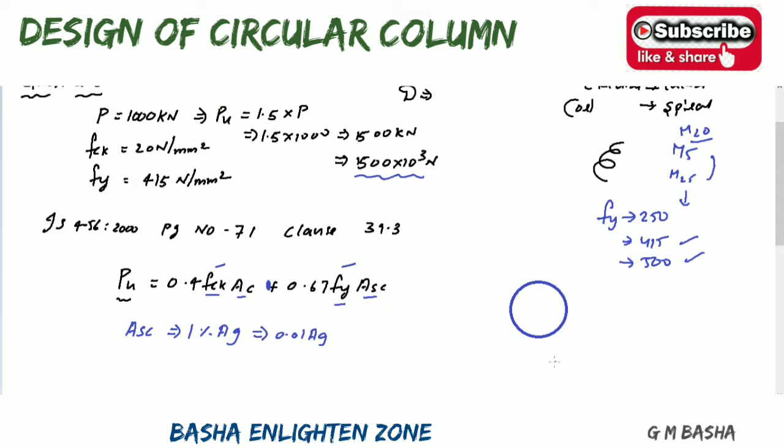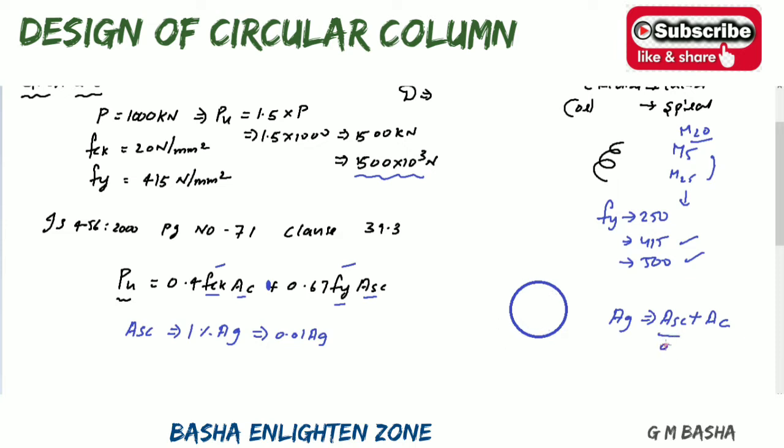And in this overall cross-sectional area, there will be the area of the steel bars and at the same time the concrete is also included. We know that. So if this is the entire circular column diameter, the overall cross-section includes the area of the steel and the area of the concrete.